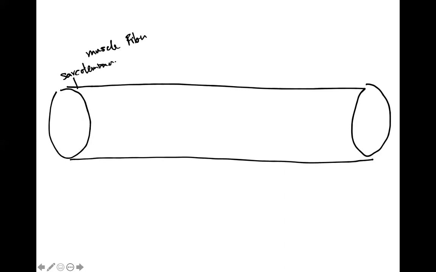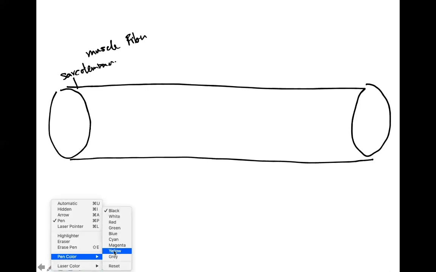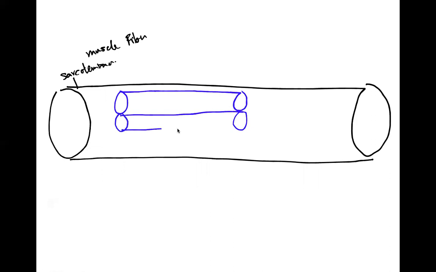packed inside my muscle fiber. I have thousands of these cylindrical units, which are called myofibrils. You guys can pronounce it differently. So I'm trying to color code so you guys can follow. These are myofibrils.